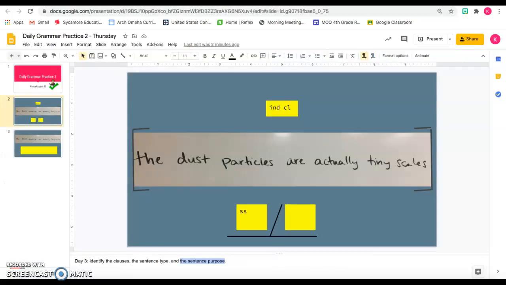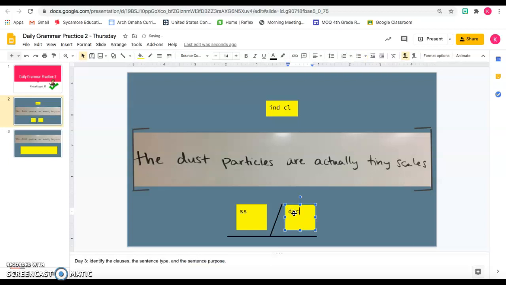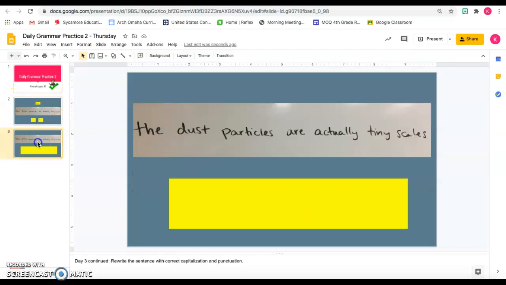So you go all the way, well, I guess the big scary packet for physical paper copy, you can flip to that purple page, which has all of the different abbreviations. But for declarative, we just do DEC. All right, so we finished this slide. We found the clauses, we found the sentence type, and we identified the sentence purpose.